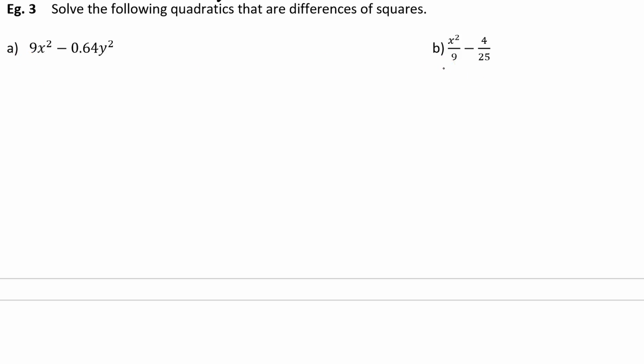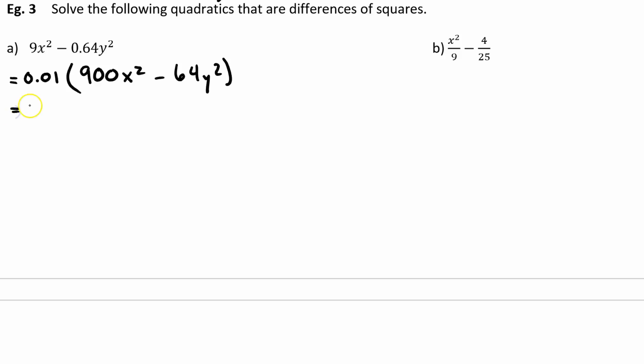Here's the thing. Decimals and fractions are not created equal. We don't love to see decimals in our factored form, but we can see fractions in our factored form. So what we're going to do with this one is we are first going to factor out 0.01, so 1/100th. What we're left with here is 900x squared minus 64y squared. I think you're seeing where this is going here.